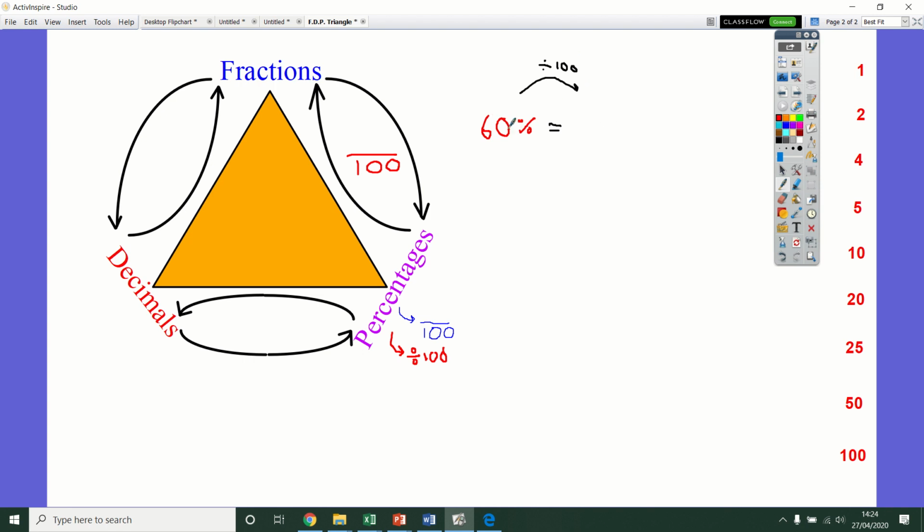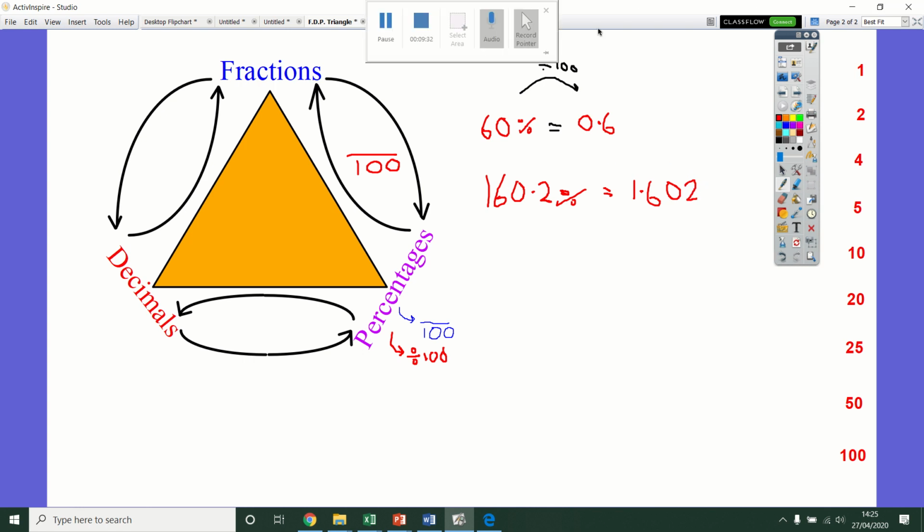So these are the digits. If I divide by 100, they move 2 places smaller. That's going to give me 0.6. Okay, so that's a percentage, that's a decimal. Let's do another percentage to decimal. I'll pick, I don't know, 160.2%, I don't know. That's fine to have as a percentage. Again, that's the divide by 100 symbol. If I want to get it to a decimal, you divide by 100. The digits move 2 places to the right again, so that makes 1.602. That's my decimal.